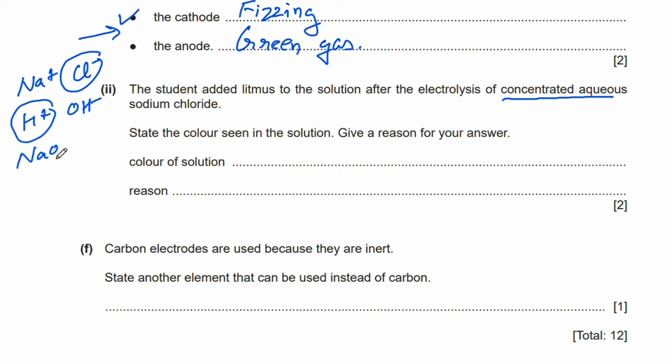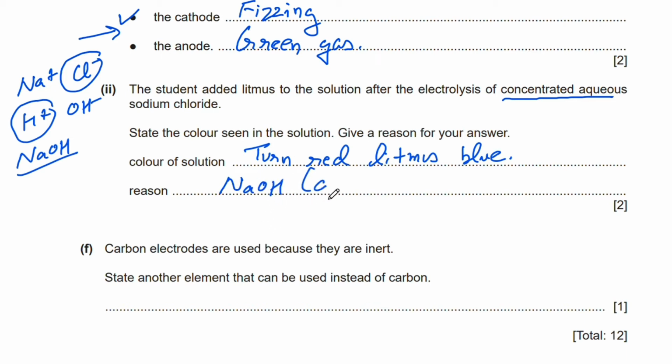So this is NaOH, which is alkali. So what you will write? The red litmus turns blue. And the reason is that NaOH is alkali. NaOH, sodium hydroxide, which is the base, or you can write alkali, is formed. That's why it turns red litmus to blue.